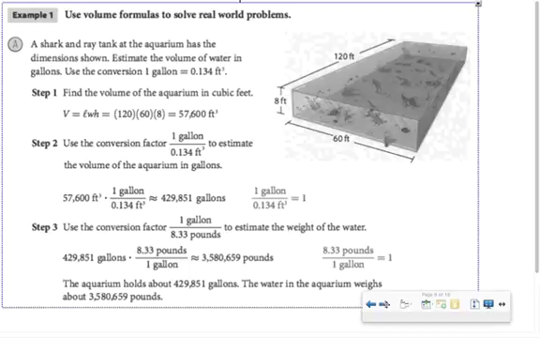So let's use volume in a real-world situation. Here I know that a gallon is equivalent to approximately 0.134 cubic feet. I have the dimensions of this tank, so we found the volume of it here and then used a conversion factor to estimate the volume in gallons. You could think of that as being over 1. They multiplied straight across the top, straight across the bottom, and divided, and got 429,851 gallons. Then they want to estimate the weight of the water using this conversion factor. Again, I can think of this as being over 1, and then straight across the top, straight across the bottom, and then I work the math out.